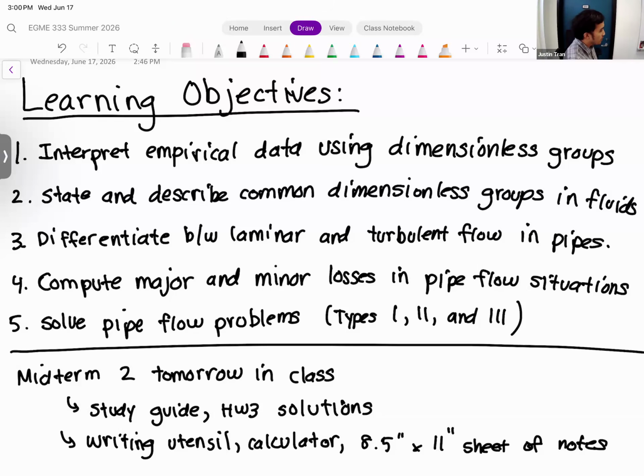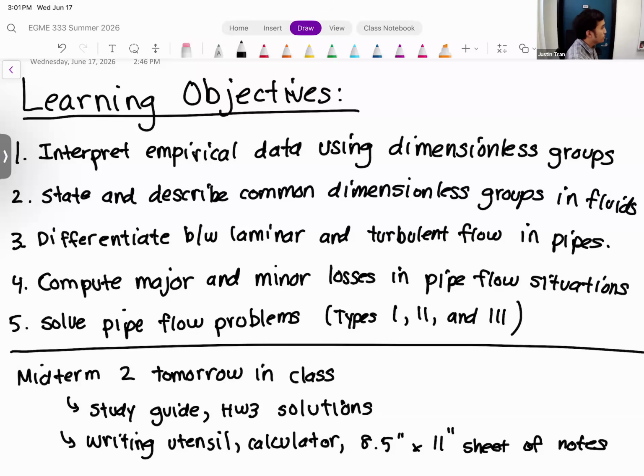Okay. Speaking of the schedule for the class, the next couple Thursdays will be very eventful. Tomorrow, obviously, we have our midterm 2. That's going to be tomorrow in the first half of the class. Midterm 2 is going to start at 3 o'clock tomorrow and go until 4:20. So please make sure you are here on time to take the exam.